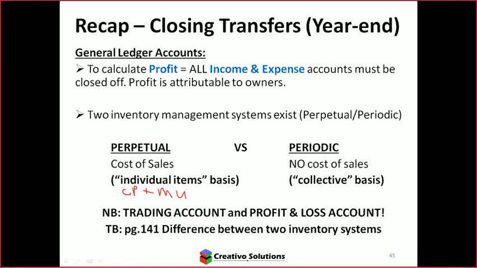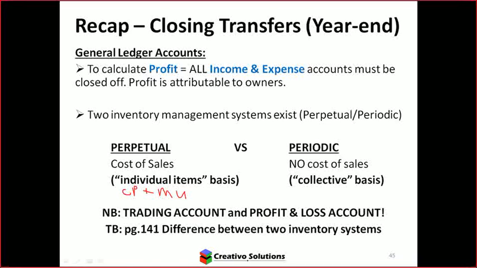Companies with lots of items? No, not lots of items. Okay, items that they can monitor and items that are normally quite expensive as well, because you need to keep track of every single item all the time. Great. Periodic? Kirsty, tell me about periodic.